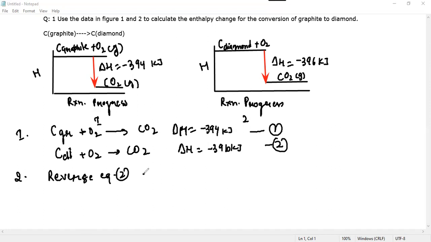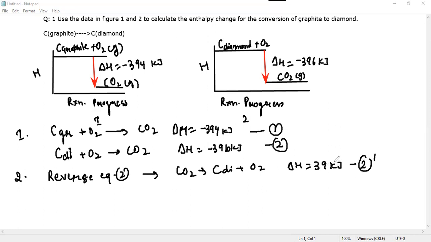Okay, so what would be the result of that? You will have this equation, CO2 becoming C diamond plus oxygen, and delta H, as we just studied the rules, if you reverse the equation, then you have to reverse the delta H value as well. It was negative here, it will become positive here, 396 kilojoules. So this is your equation number, let's say I will write 2 dash.